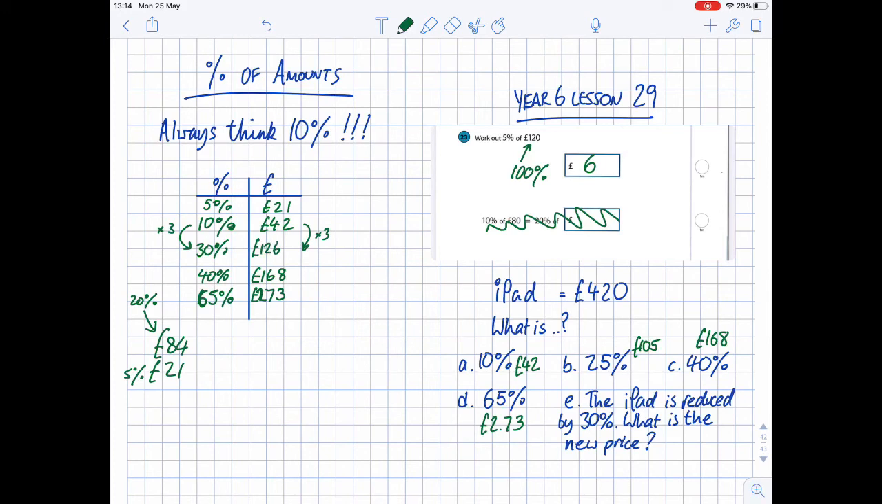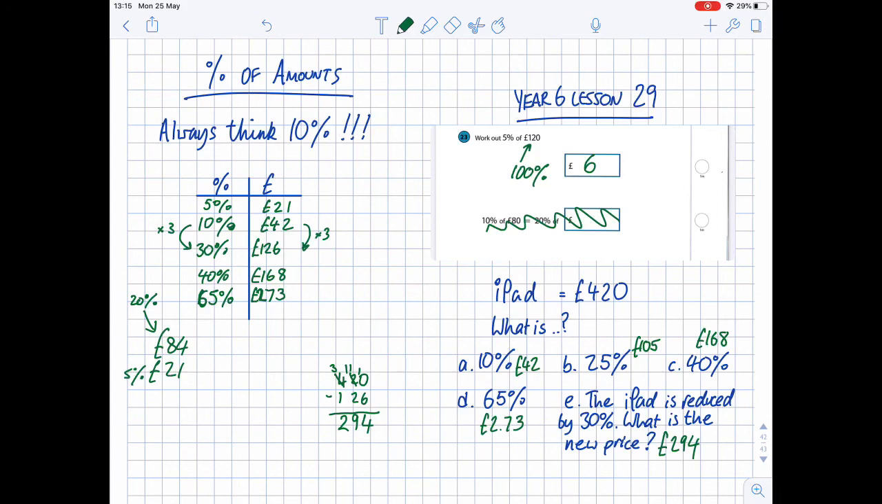That's not the answer though, is it? Because that's what it's reduced by. So my starting price was £420. It's been reduced by £126. So what is my new price? I can't do nothing take away 6. So 10 take away 6 is 4. 11 take away 2 is 9. 3 take away 1 is 2. So my new price is £294.